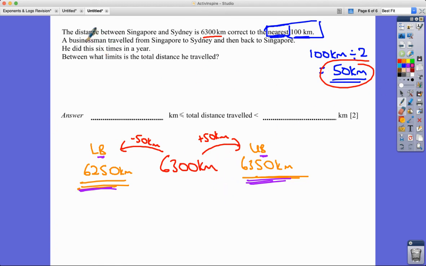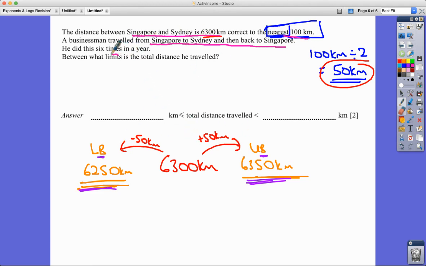Let's read it back. It says, a businessman traveled from Singapore to Sydney and then back to Singapore. The distance between is 6,300. He did this 6 times in a year. Between what limits is the total distance he traveled? Now, let's read it very carefully. He went from Singapore to Sydney and then back to Singapore, and the distance between them is 6,300 to the nearest 100. We found the upper and lower bounds.